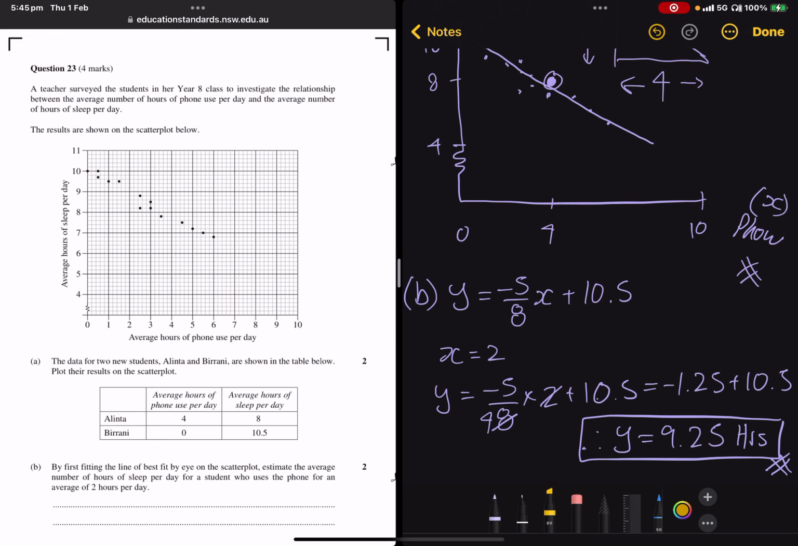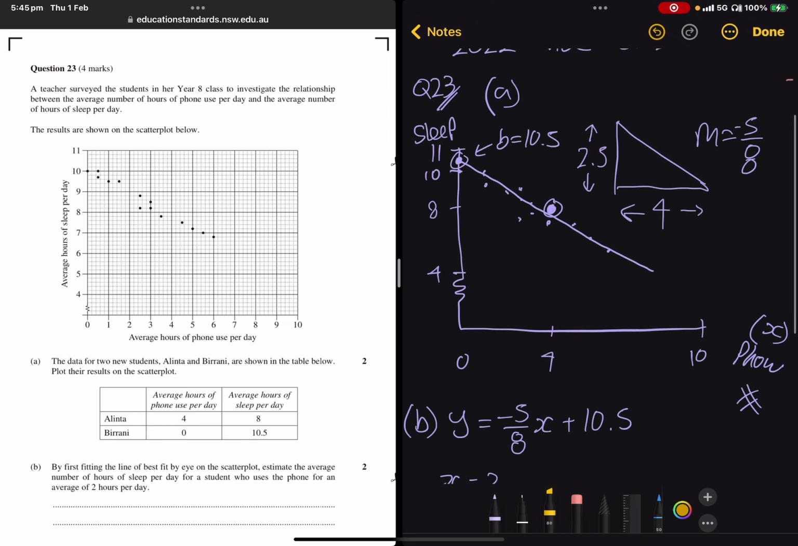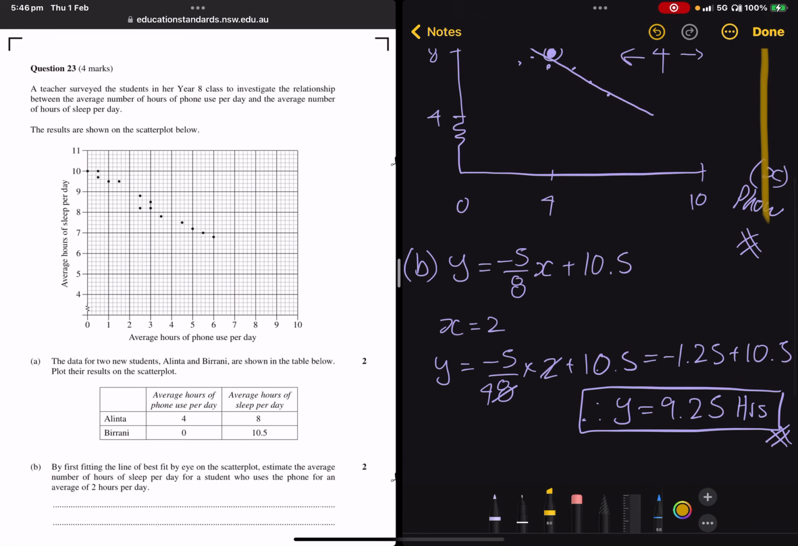So this is worth 4 marks. You'll get 1 mark for graphing one of the girls. You'll get another mark for graphing the other girl. That's the first 2 marks, very straightforward. Part B, you'll get a mark for attempting to construct a line of best fit using the given data. And then you get another mark for correctly estimating a y value based on that line of best fit.